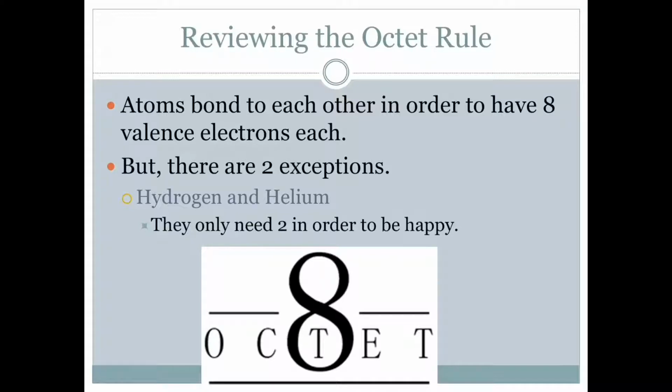There are 2 exceptions to the octet rule, though. We have hydrogen and helium. If you look at your periodic table, hydrogen and helium are in a period all by themselves. It's just them two. And that is because they only need 2 electrons to complete their octet and be happy. They only want 2. So that is why they're separated from the rest, because they don't need 8. They need 2.